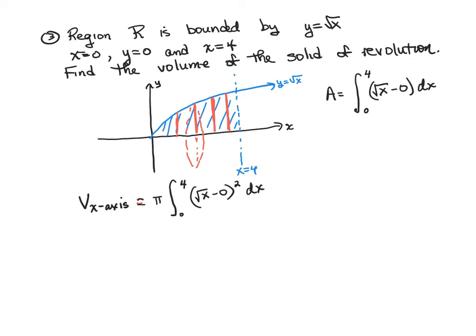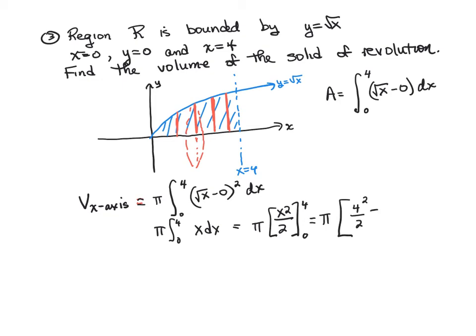So let's integrate that. Pi times the integral from 0 to 4 of x dx. This is easy enough. The antiderivative is x squared over 2 by the power rule. And I always factor out the pi. I don't put that in there. I multiply the answer by pi at the end. So I get pi times 4 squared over 2 minus 0 squared over 2. And the answer would come out to be, I believe, 8 pi. And that would be the volume of the solid of revolution.